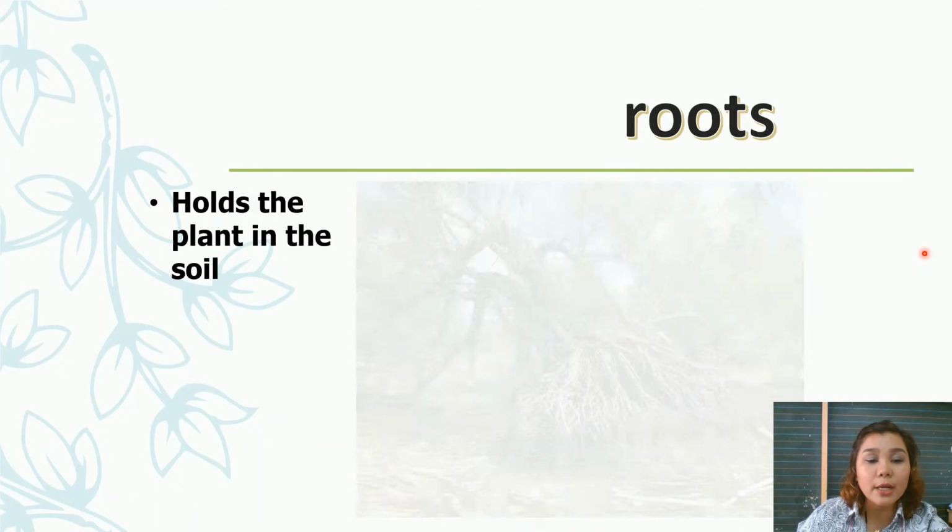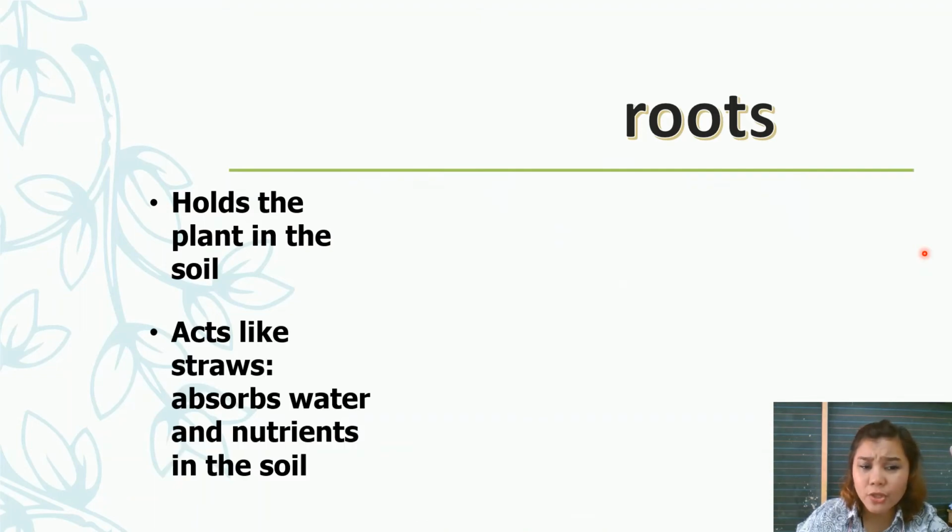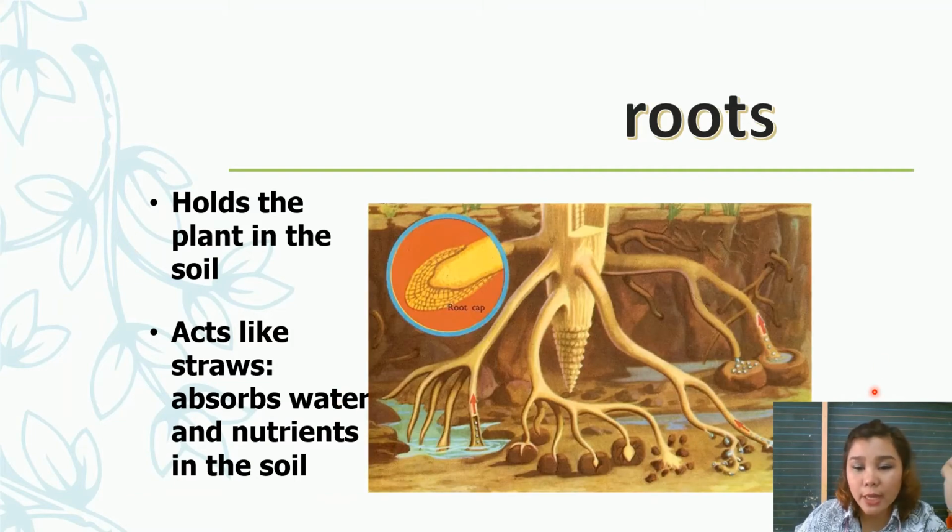Okay, next one. Next function, it acts like straws. Why do some use straws in drinking? So, para makasipsip. So, just like the roots, they act like straws to absorb water and nutrients in the soil. So, look at the diagram. So, ito yung, parang ano lang to, ginawang clip art. So, this is how it works. So, these are the roots na kumakapit under the ground.